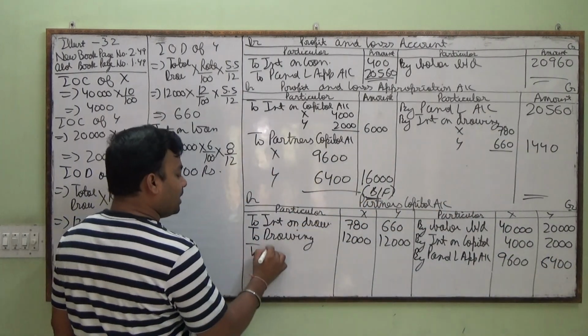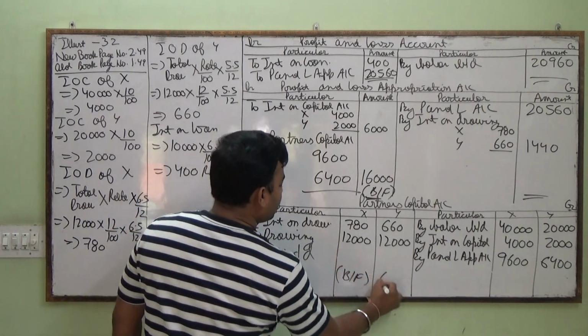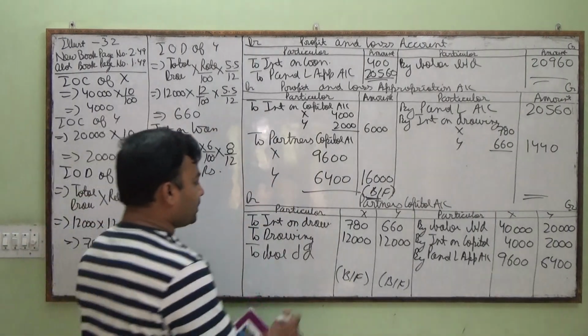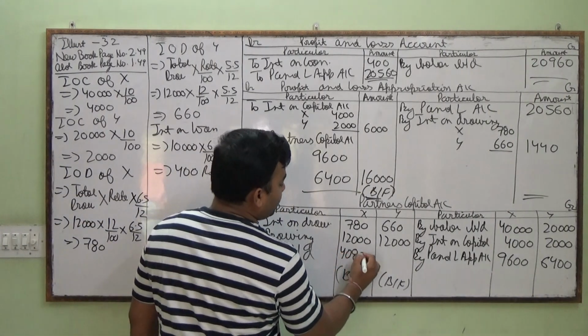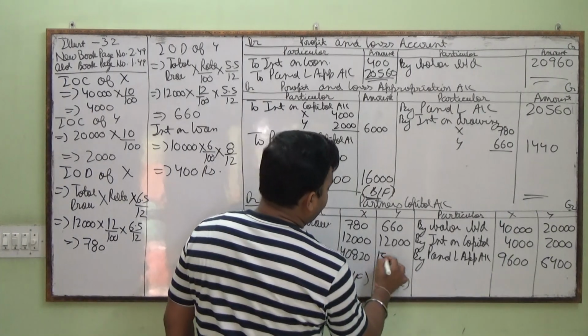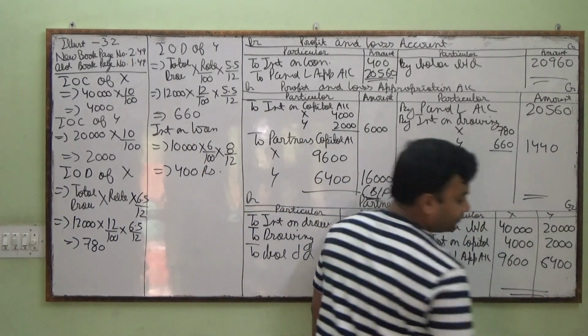Now I calculate the balance of the capital accounts. To balance carried down, the balancing figure: the balance of X capital account is 40,820 and the balance of Y capital account is 15,740.